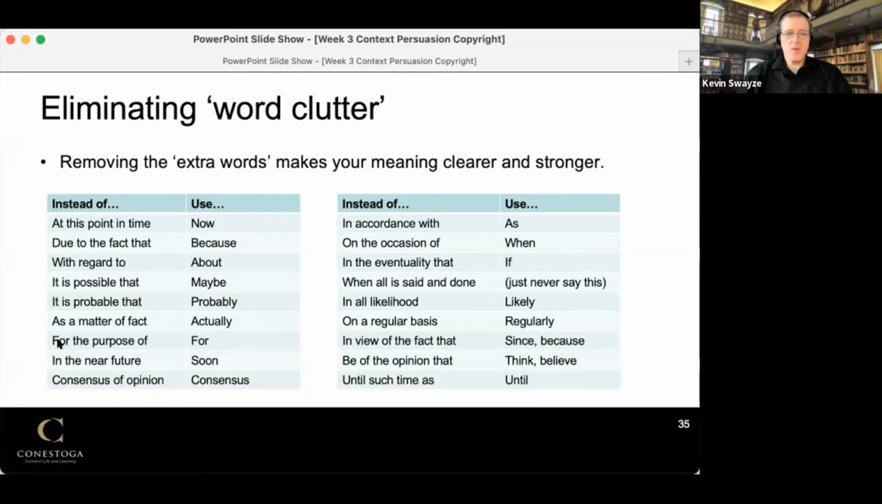Okay, I love some of these. As a matter of fact, actually would be a better word. On the occasion of, when something happens. On a regular basis, regularly. Be of the opinion that, well, I think, or I believe. So always aim for as few words, the most direct words, the easiest to say words. And doing that will almost immediately make what you're writing sound better and read better.